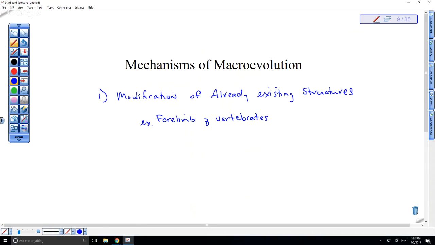So we could compare, say, for example, a human arm versus a bat wing, right? So the wing in bats is a modification of the forearm. The wing also in birds is also a modification of the forearm. So when we look at the bat wing, we can see all of the same bones that make up the human arm. Okay. So we've just modified the rate at which those bones grow, and the shape of them is modified.